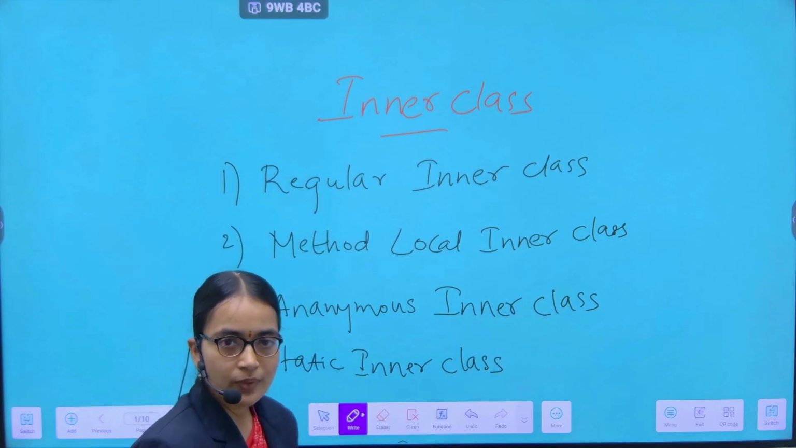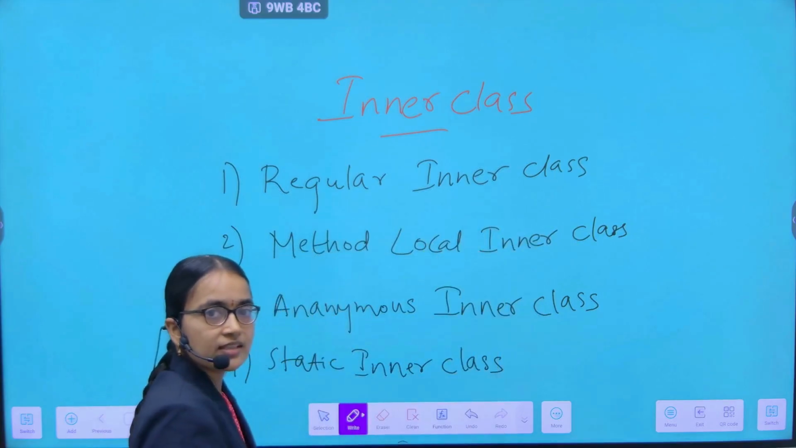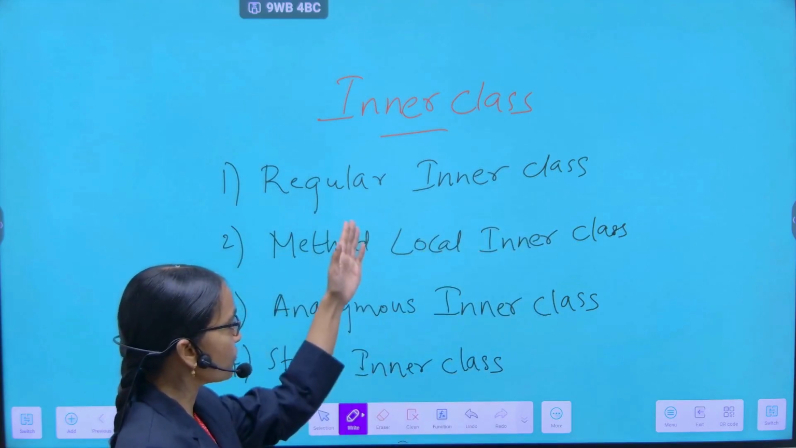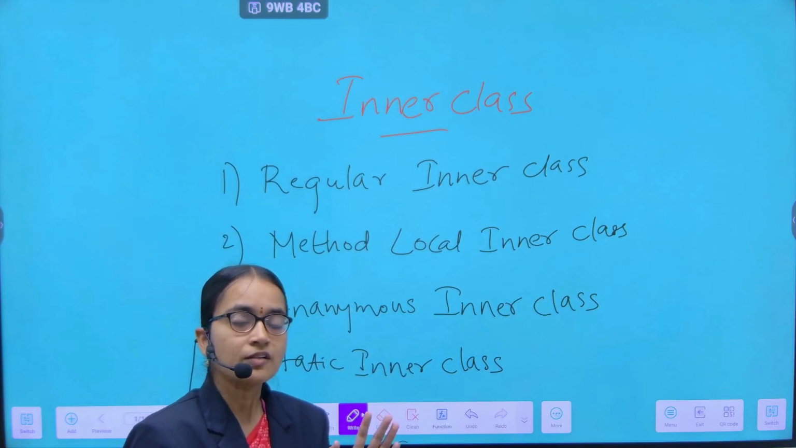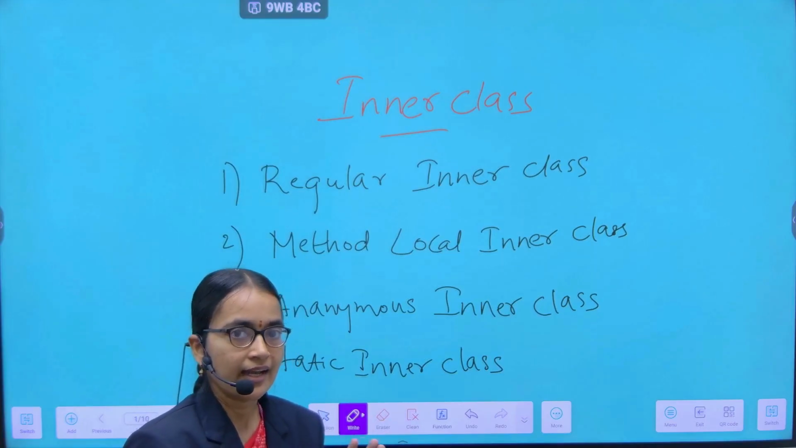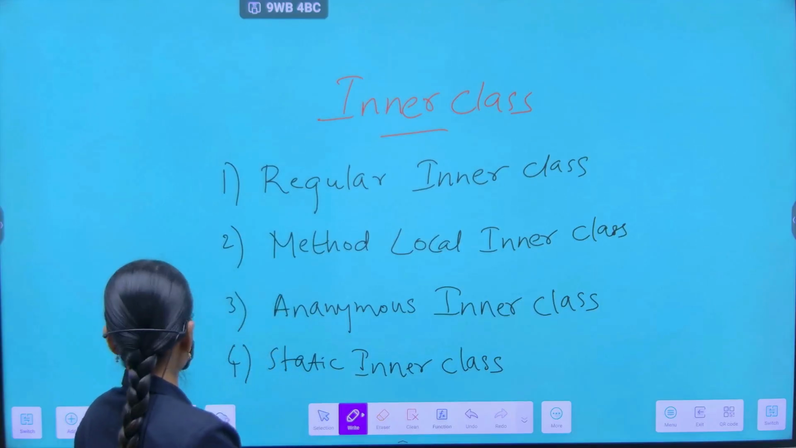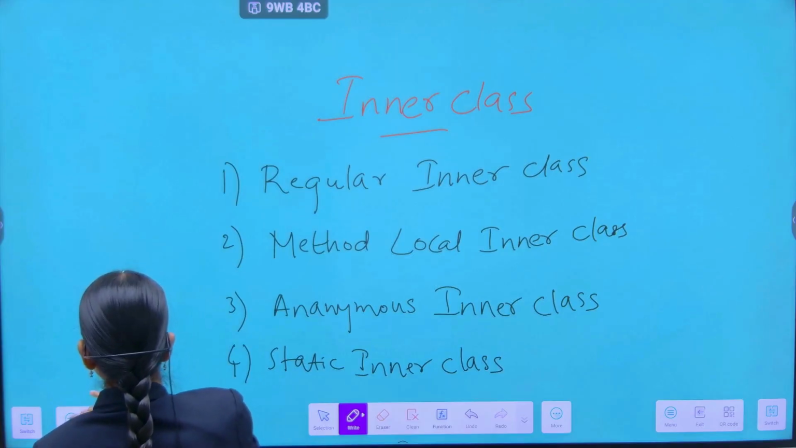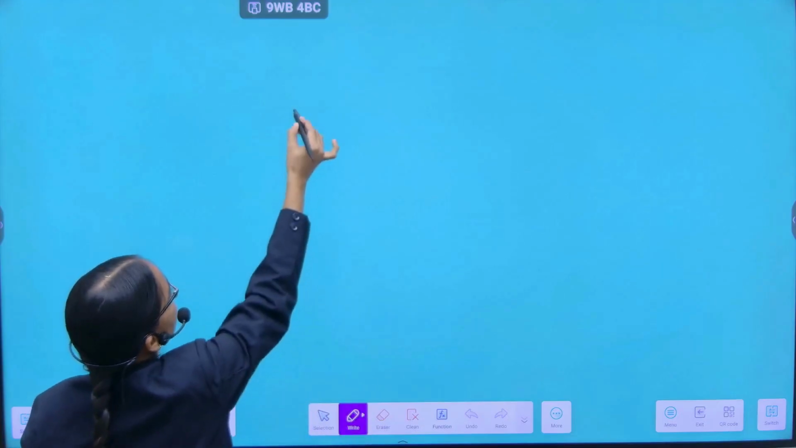So we'll go with the first implementation, regular inner class. We'll see the code implementation for each of these 4 methods. And remember, the thumb rule is always: first you have to take the instance of the outer class and then take the instance of an inner class. So we'll go with the first category, that is regular inner class.